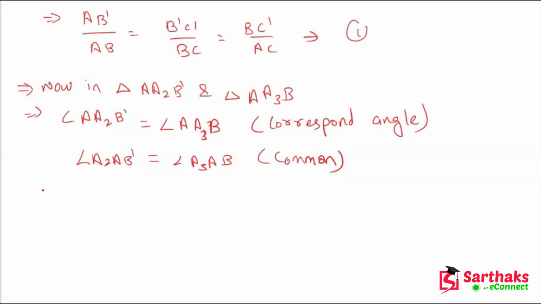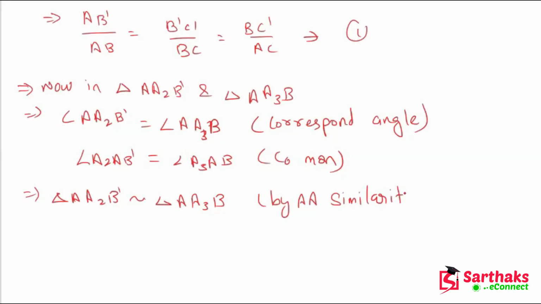Okay, so from these two angles we can write it as triangle AA2B' is similar to triangle AA3B by double A similarity criteria. Okay, so now from this, AB' upon AB is equal to AA2 upon AA3 by basic proportionality theorem.